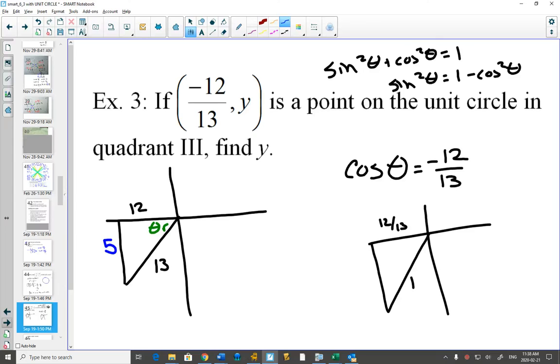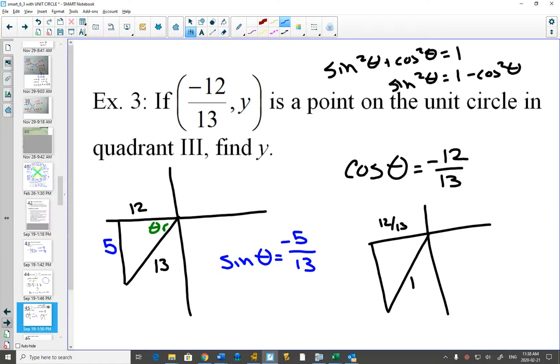So, 5, 12, 13. The y-coordinate is sine of theta. I know from here that sine of theta would be opposite over hypotenuse, negative because it's in quadrant 3.